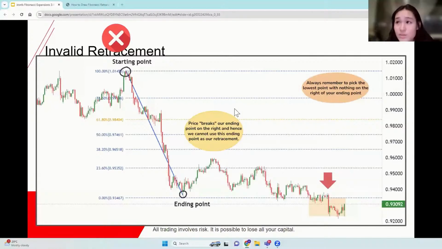So we want to always remember to pick the lowest point with nothing on the right of the ending point. Similarly, if you're looking at an uptrend instead of, in this example, a downtrend, obviously you want to look for something that doesn't have a higher point to the right of the ending point. Basically this example, but flipped.